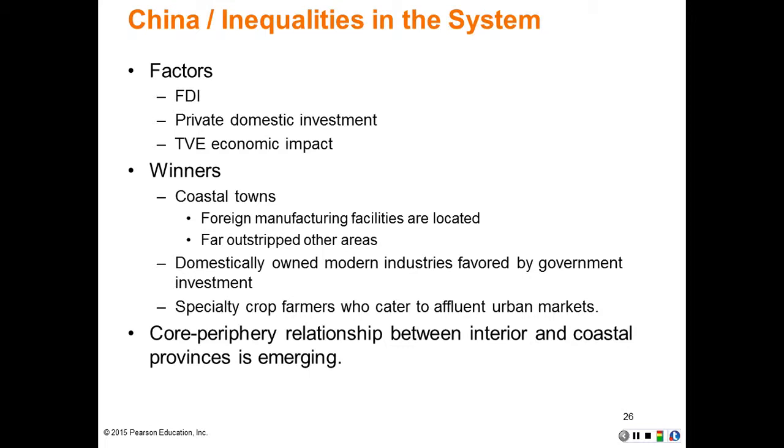This region far outstrips other areas with foreign direct and private domestic investments. Domestically owned modern industries are favored by the government investment. Specialty crop farmers who cater to affluent urban markets do very well near these coastal towns as well. A core-peripheral relationship now exists and is very strong between the interior and the coastal provinces.